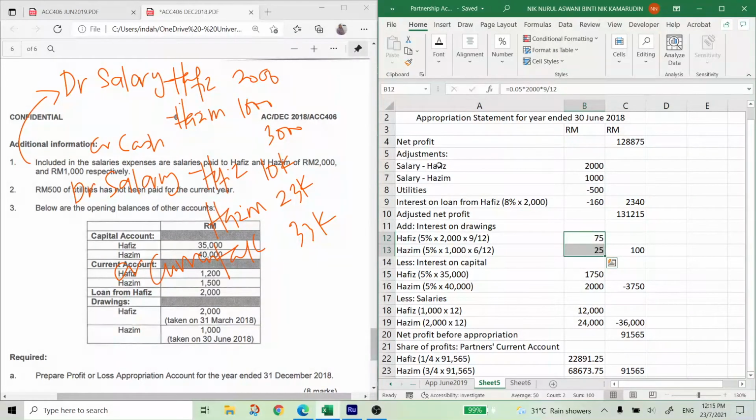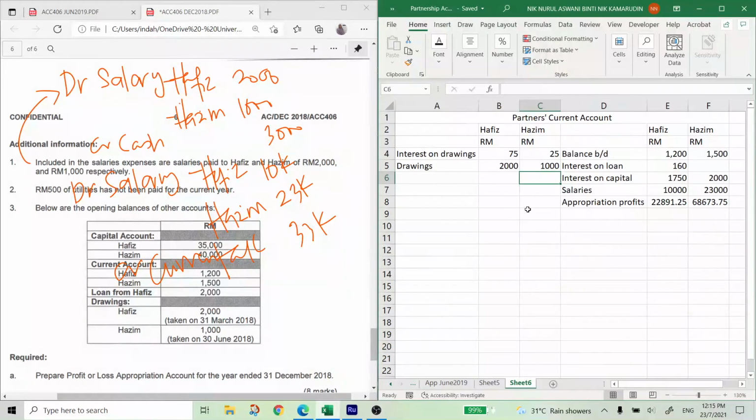Let's check again. So this one, yes, yes, yes. Okay, settled. Right. Next, I'm going to calculate the balance c/d. It seems like the total of the credit side is more than the debit side, so we have a balance c/d. We have a credit balance c/d on the debit side. Okay, so let's finish this one.